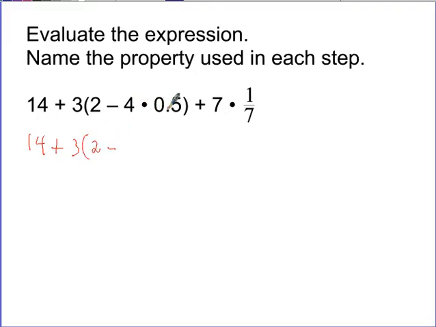2 minus, what is 4 times 0.5? 2. Plus 7 times 1/7. Okay. Now, I'm going to go ahead and start us off. We just used a property. And this is kind of the broadest, largest category property that we're going to use. You can almost use this property on every step, except that on some of these steps, we're going to get more specific, so I want you to get more specific with the property name. This property was substitution.